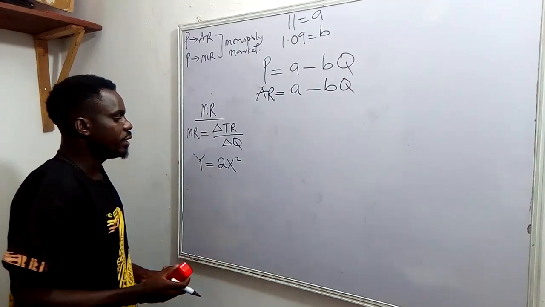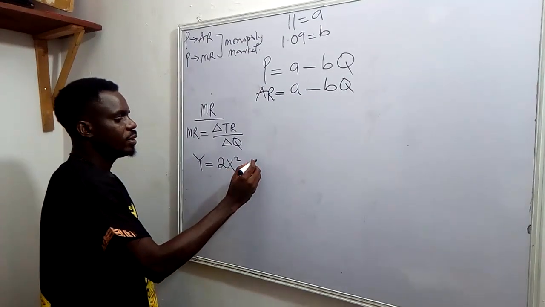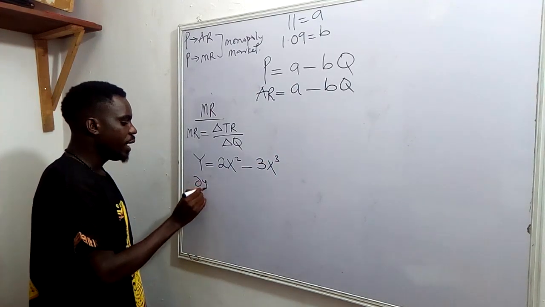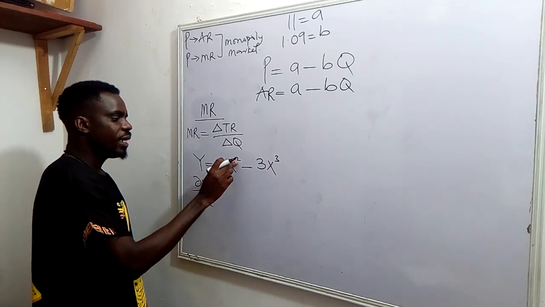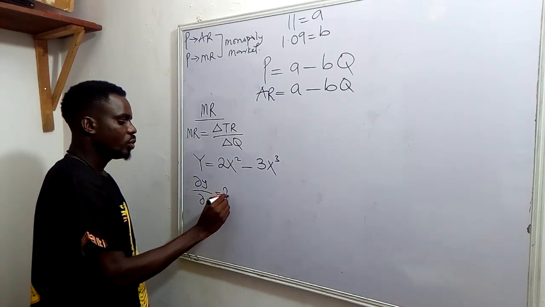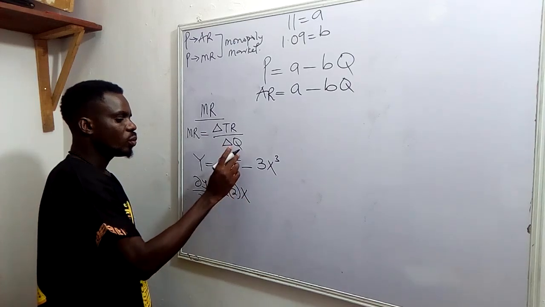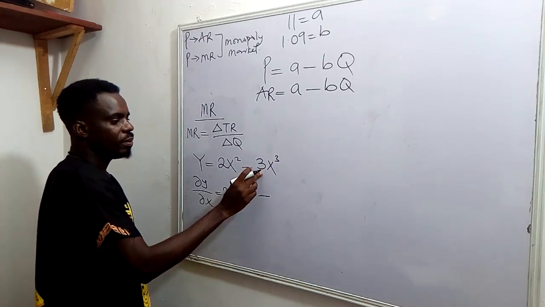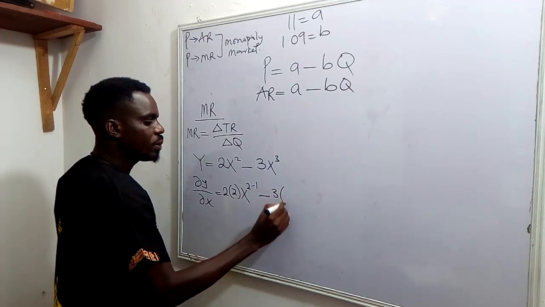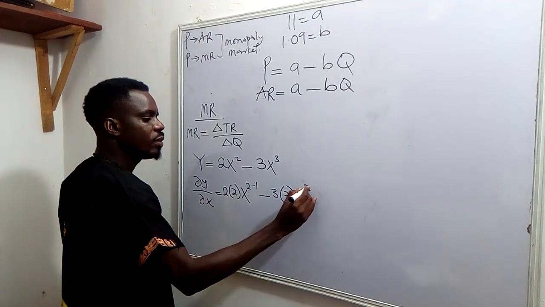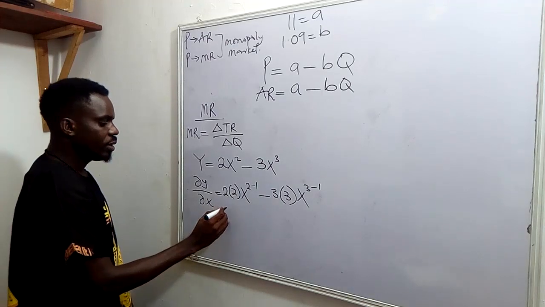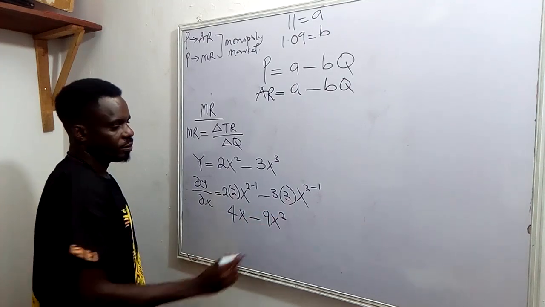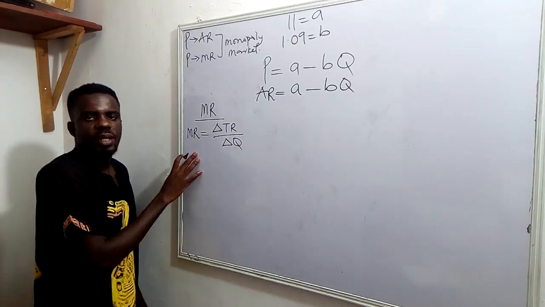Also, to differentiate 2x squared minus 3x cubed, dy/dx is: we multiply the power 2 by 2, and we deduct 1 from the power. For this, we multiply the power, which is 3, by the coefficient 3, and we deduct 1 from the power. This will give us 4x minus 9x squared. With this, we can actually determine the marginal revenue.